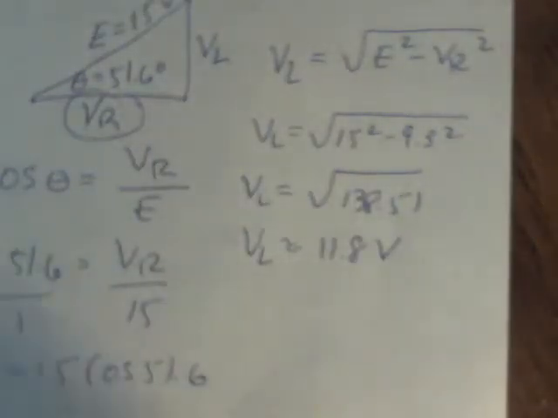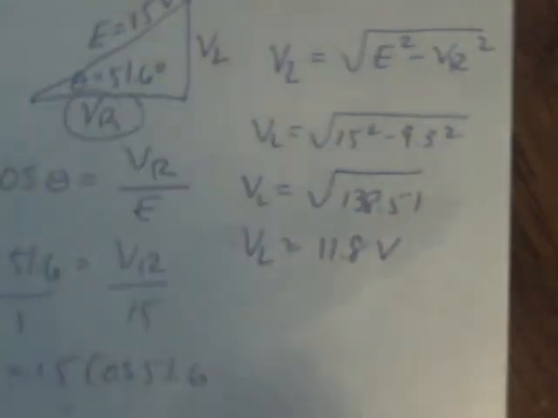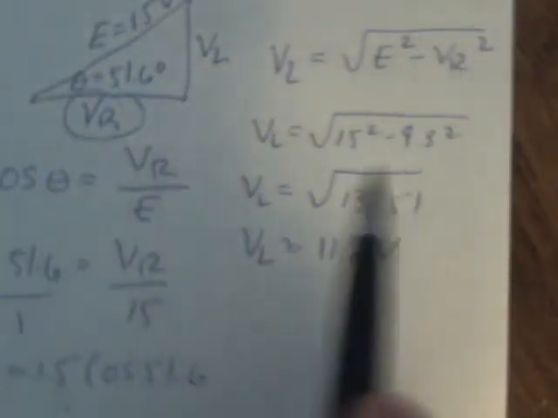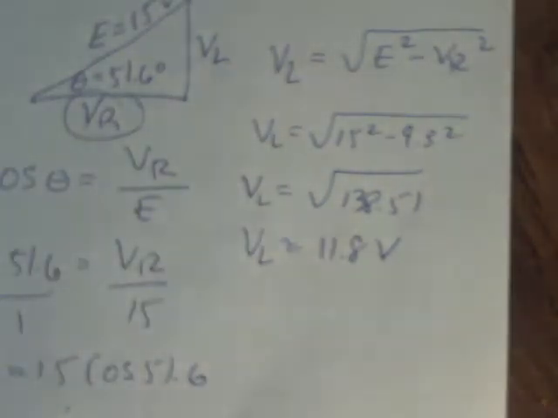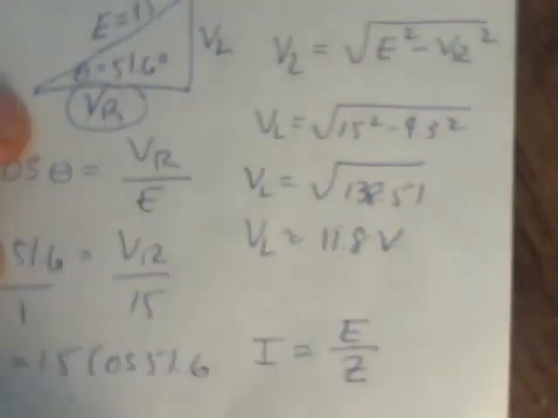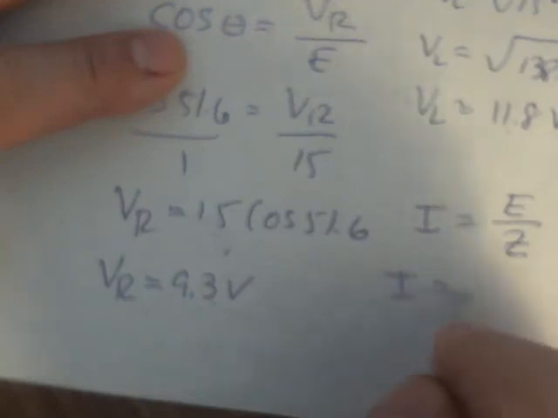So I found V sub R, V sub L, checked myself because E should be the largest, and it is. So if you messed up and added instead of subtracted in the Pythagorean Theorem, you're going to get a bigger number, which can't happen. Okay, hypotenuse got to be the biggest side. Lastly, we find I, and I is E over Z. Well, we're taking measurements from two different triangles. One's impedance, one's voltage, so we have to use the prefixes if we have one.